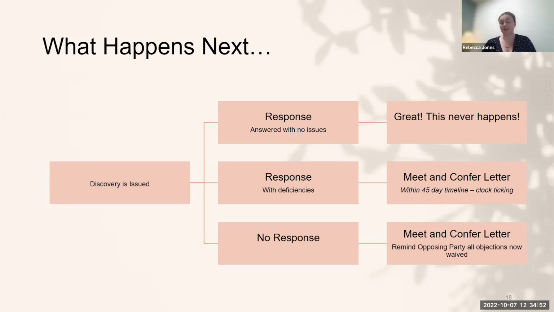If there is no response, you still have to do a meet and confer letter. However, it is way simpler. You basically send the letter saying, hey, you didn't send me anything. You have to send me everything. And you've now waived all of your objections. All objections are waived if you do not raise them within the 30-day timeline that you were initially given to respond. Again, your initial set of responses can be extended out by mutual agreement.